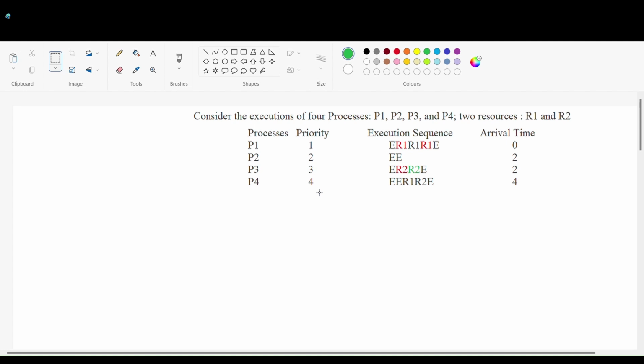High priority process means it will execute first. Every process has an execution sequence like E, R1, R1, R1, E. R1 means resource 1, R2 means resource 2. E will execute for one time unit, R1 will execute for one time unit. But if a resource is occupied by one process, then that resource cannot be used by another process, right? Okay, so let's start.